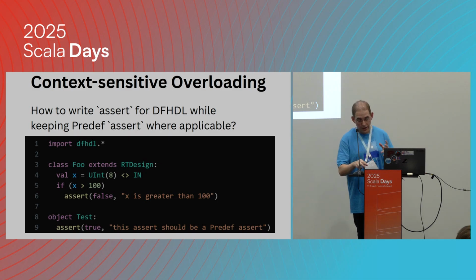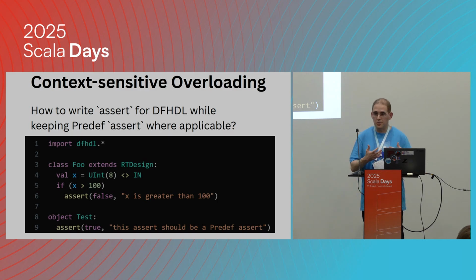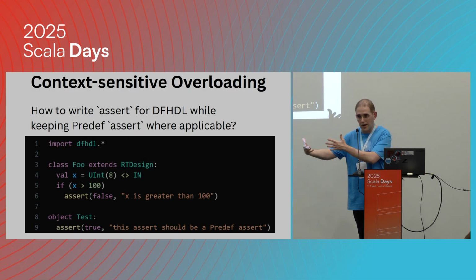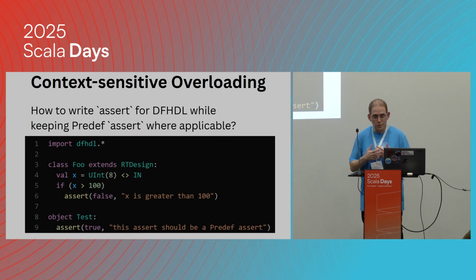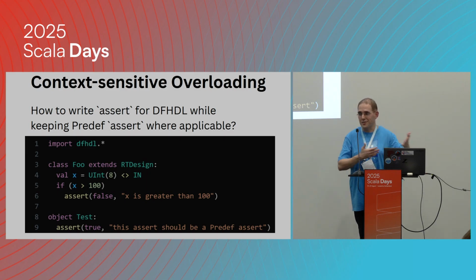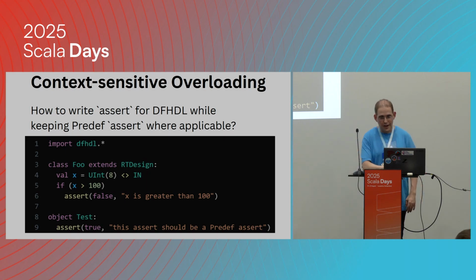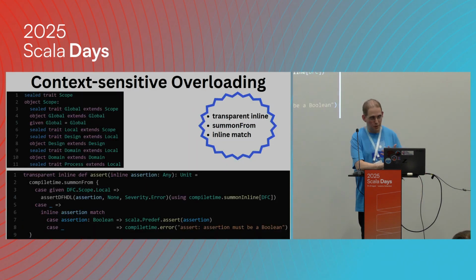Another thing that I like is what I call context-sensitive overloading. In DFHDL, we want to use assert, since assert has a meaning in hardware design simulation, so assert is important to write. But I don't want assert to make a Scala assertion. I want it to be used in the context of DFHDL to make a hardware assertion. But how do I differentiate from the default Scala assertion without creating a differently named assert method? That's what context-sensitive overloading is all about.